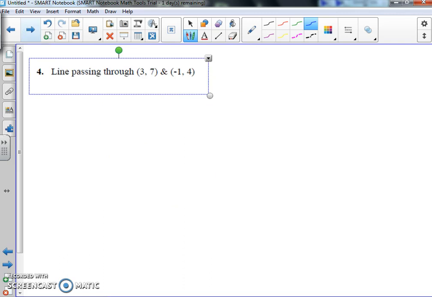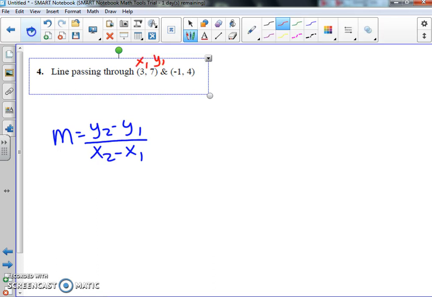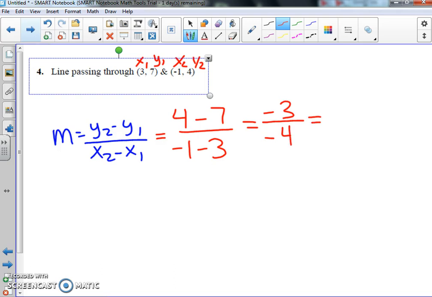The line passing through, I think it was talking about the slope. So find the slope of the line passing through these points. So m equals y2 minus y1 over x2 minus x1. This is x1, this is y1. This is the second x, this is the second y. So now I plug in 4 minus 7 over negative 1 minus 3. 4 minus 7 is a negative 3, and negative 1 minus 3 is a negative 4. 2 negatives is a positive, therefore my slope is 3/4.